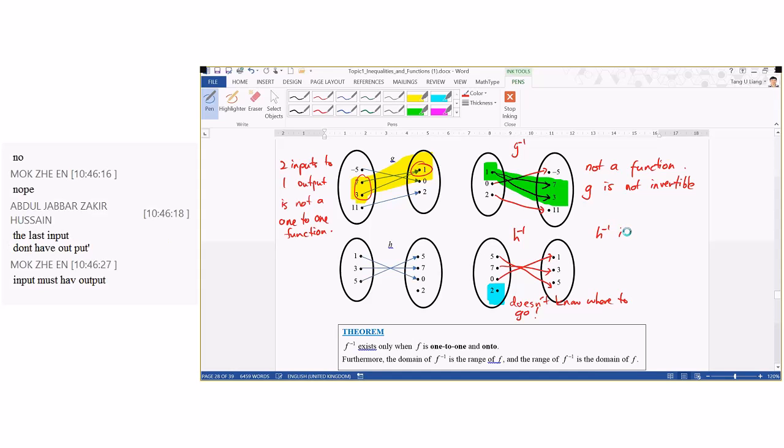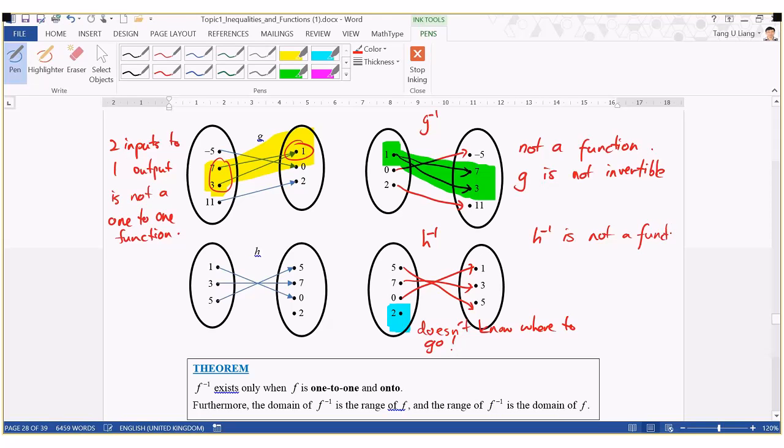Now, why doesn't 2 have an output? Why does H inverse not know what to do with 2? Can anyone give me a reason why H inverse doesn't map 2 to anything?